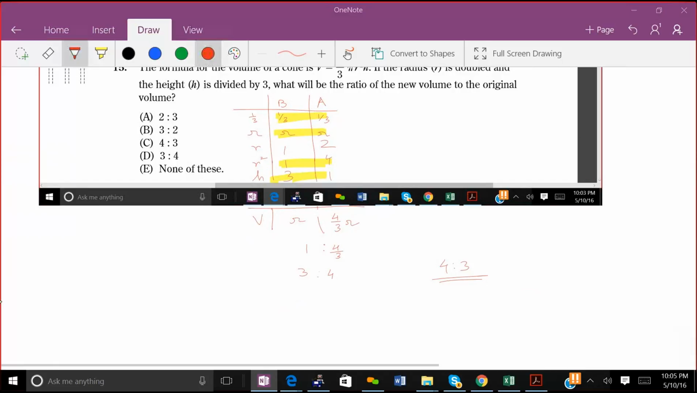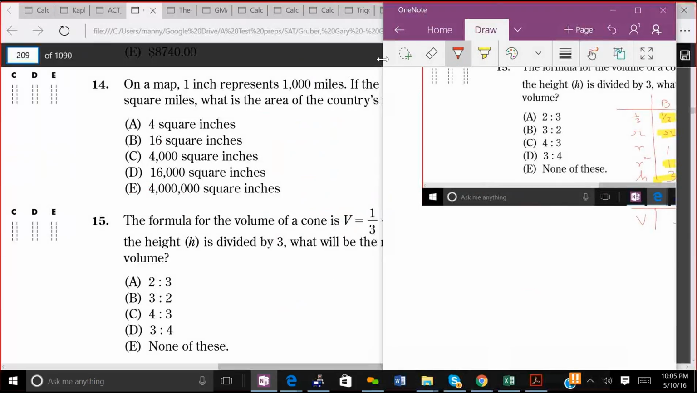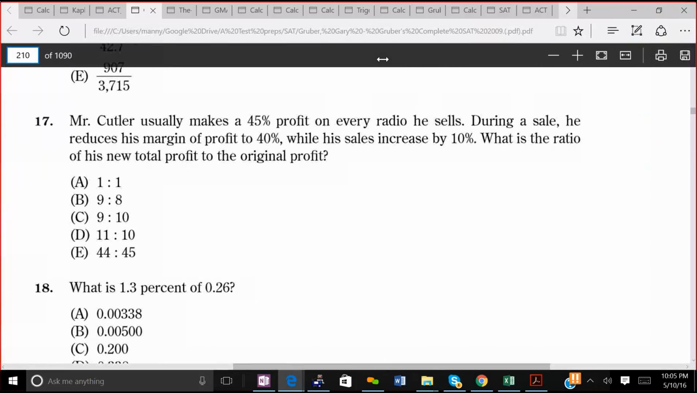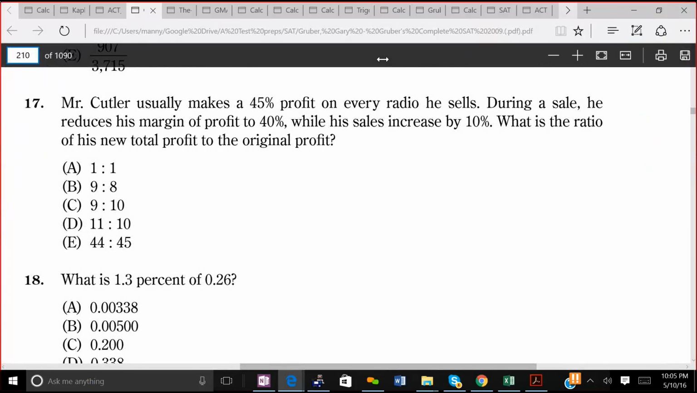Any confusion? No, that makes sense. Great. Doing the height as 3 makes way more sense. Okay, next important question is number 17. And this, you should use one of the apps I showed you. So go ahead and try this.